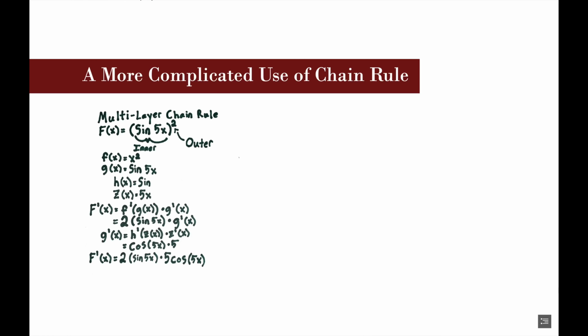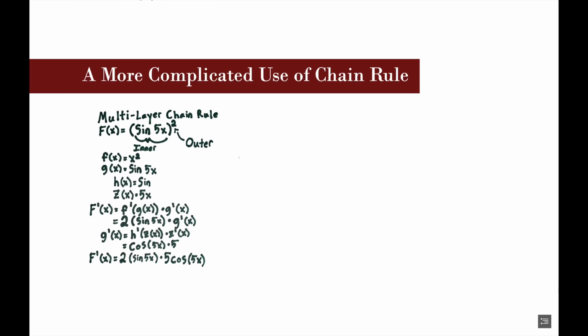Finally, I'll cover one more use of the chain rule that is slightly more complicated and rather unlikely to be seen, but just in case. So for this, we are going to look at the equation capital F of x is equal to sine 5x, which is as a whole squared.